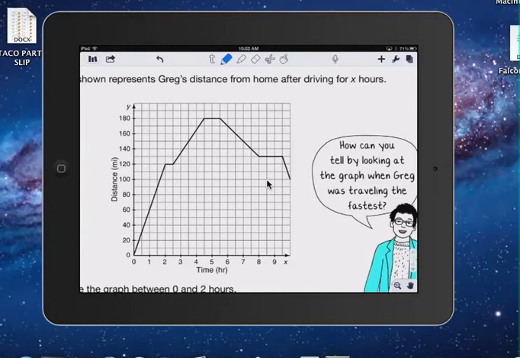You drive 60 miles every hour. You go up at 60 miles. No, you switch it when you get to 160.